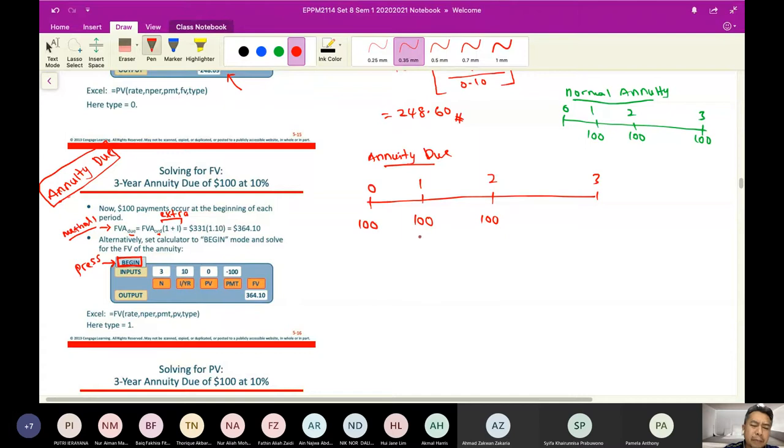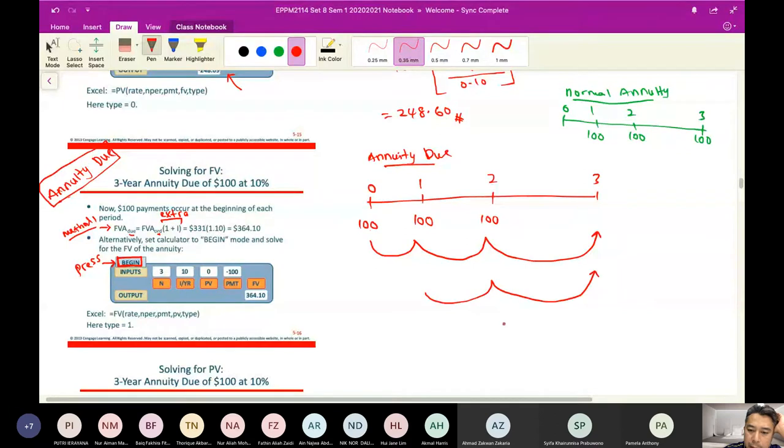So it's like this. If we invest for 3 years, for the first 100, it will be like this: 1 time, 2 time, 3 time. For the second 100, the investment will be 1 time and 2 time. The third 100, the investment will be only one time period. As compared to over here, for the first one, you have one time, two time, and then for the second one only one time.